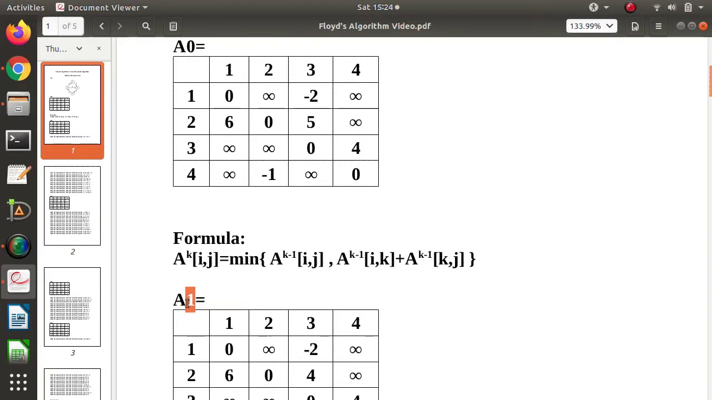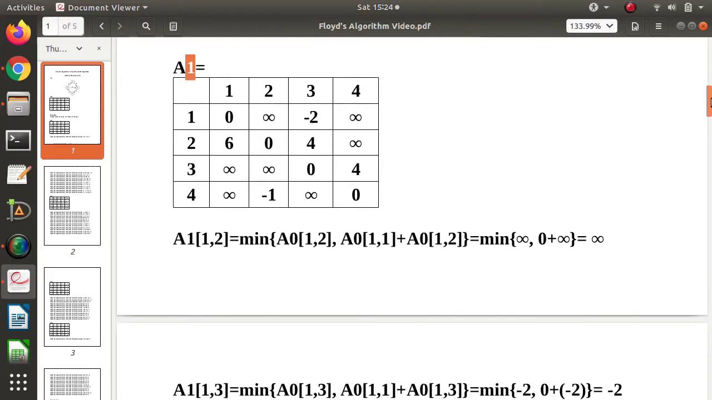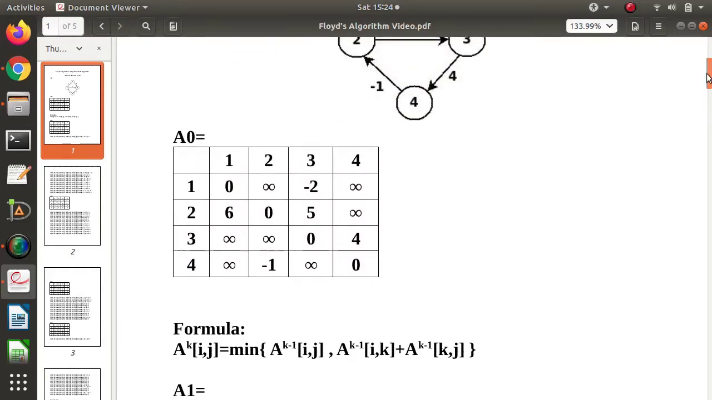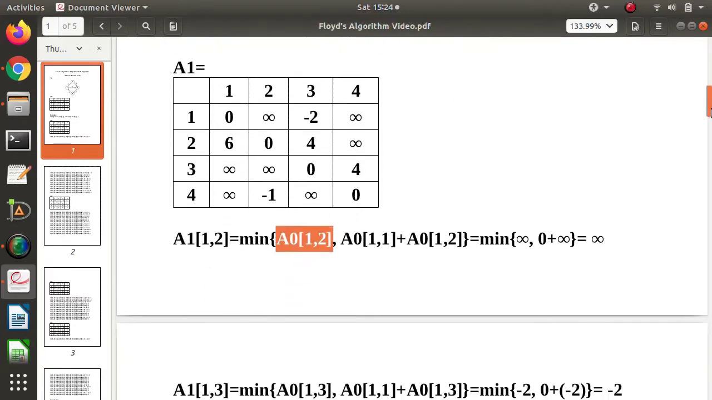So if we take 1 as an intermediate node, for example, look at this. See the distance between vertex 1 and 2. Previously this value was A0[1][2]. So how did we get A0[1][2]? We got it from this matrix, right? This matrix has the value A0[1][2] written.